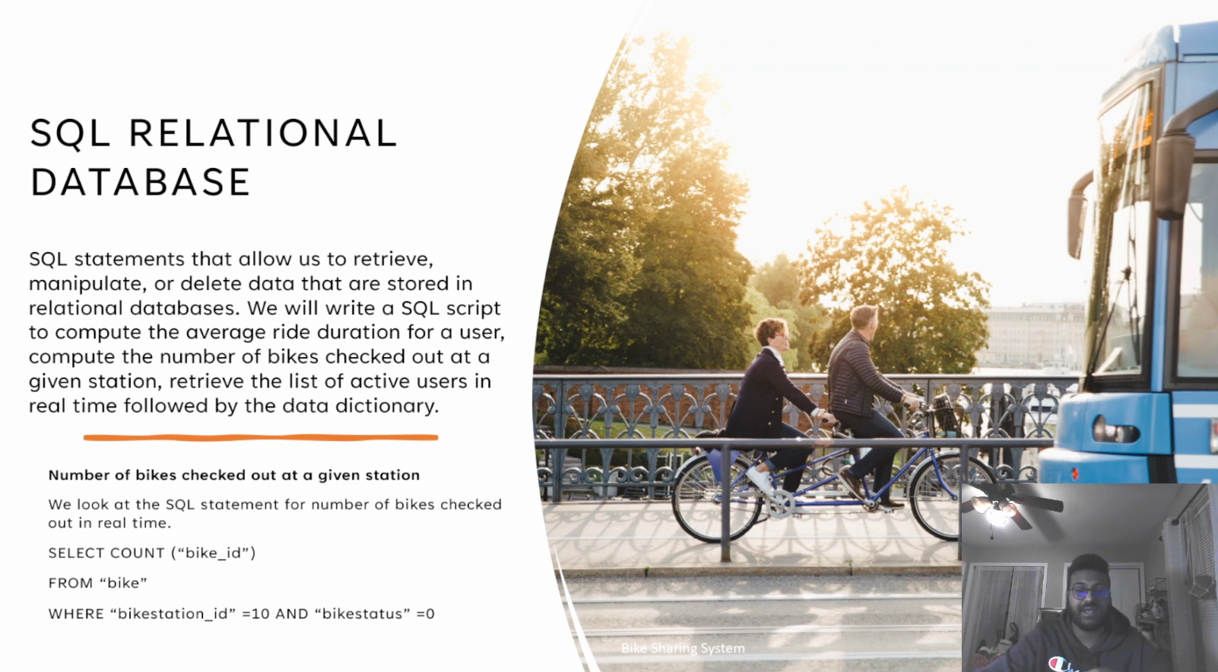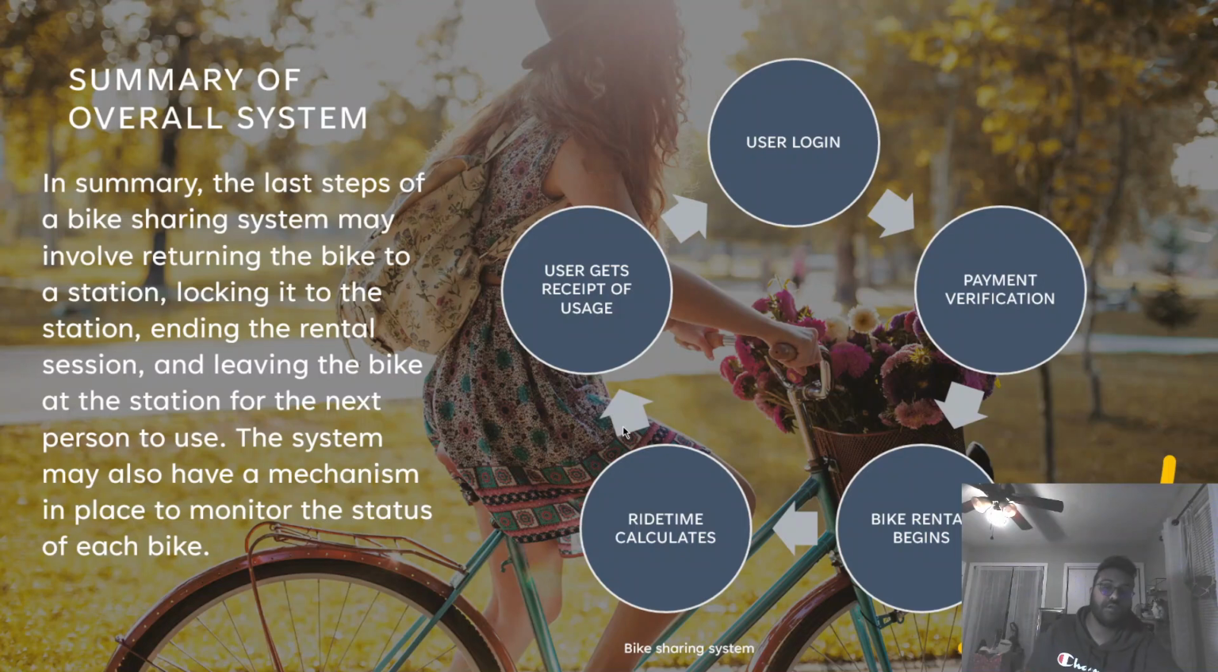So the bike station could be 10. If you're in a city like Kansas City, you can have about 25 stations around Plaza, around Parkville, around different areas around downtown Kansas City. Every station ID is unique, and wherever it is picked up from, we can take a look. And then of course the status being zero means it's not active, or it is active, based on zeros and ones. So let's go on and take a look at the summary of the overall system.